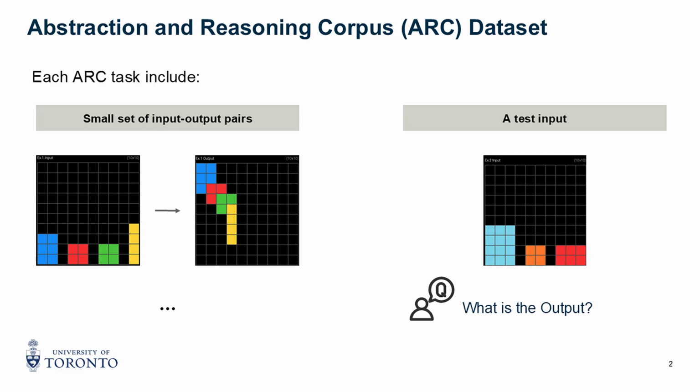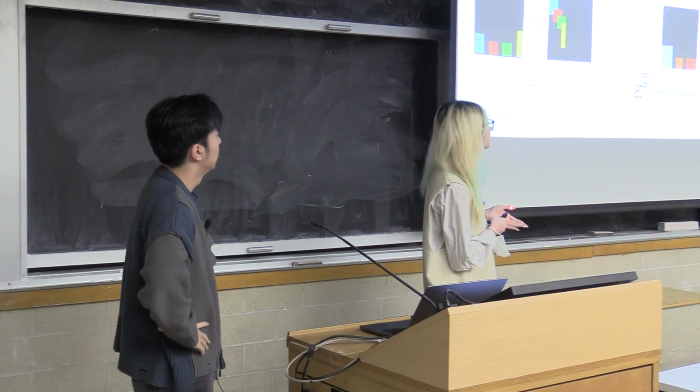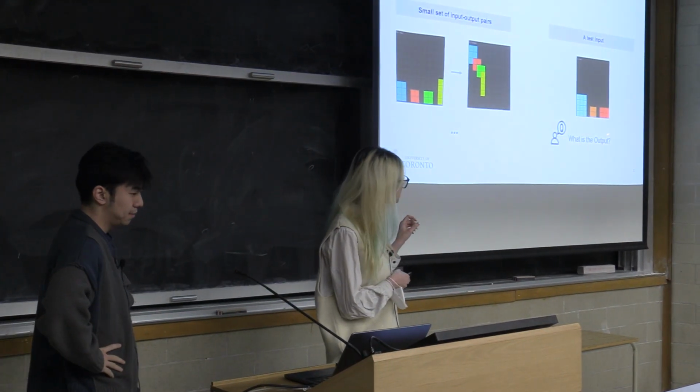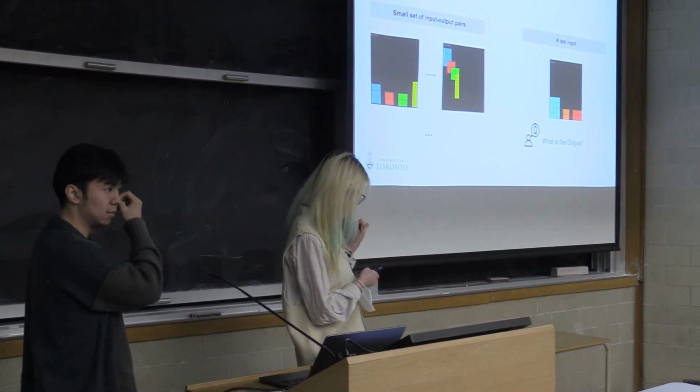It contains two parts. The first part is a small set of input and output pairs. As you can see, this is a given input, and this is the corresponding output of this task. It gives several pairs, roughly 3 to 5. And we're also given a test input, which is only an input. The task is to find the corresponding output for this test input.